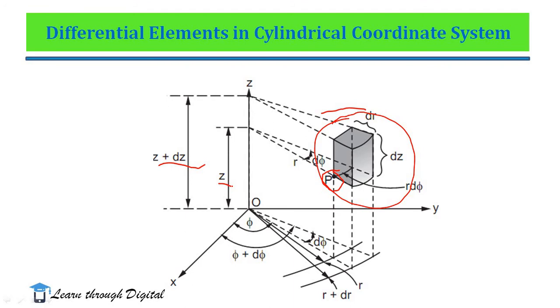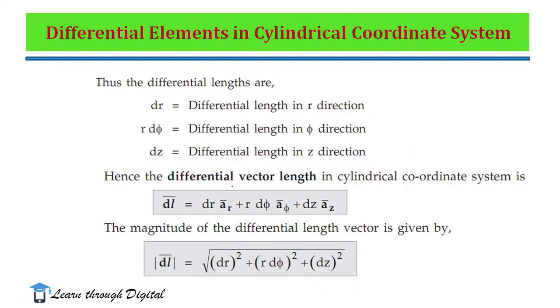The differential lengths in the r and z directions are dr and dz respectively. In the phi direction, d phi is the change in angle phi and it is not the differential length. Due to the change d phi, there exists a differential arc length in the phi direction. This differential length in the phi direction is r d phi. We should remember this, where d phi is the differential amount of angle. So here we are writing the differential length in the phi direction.